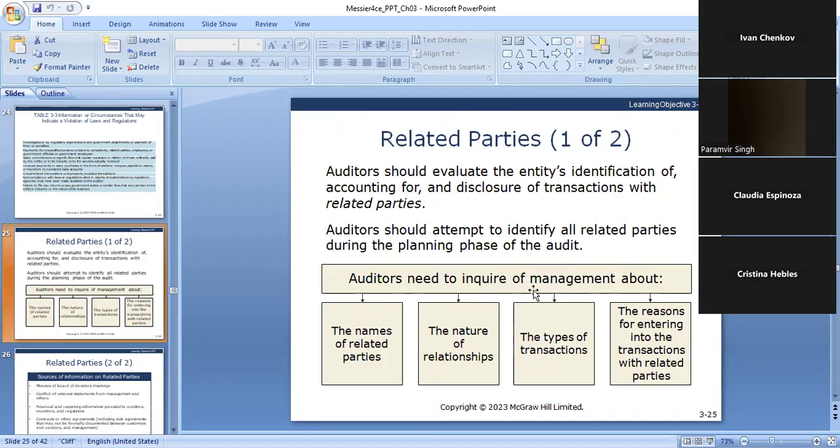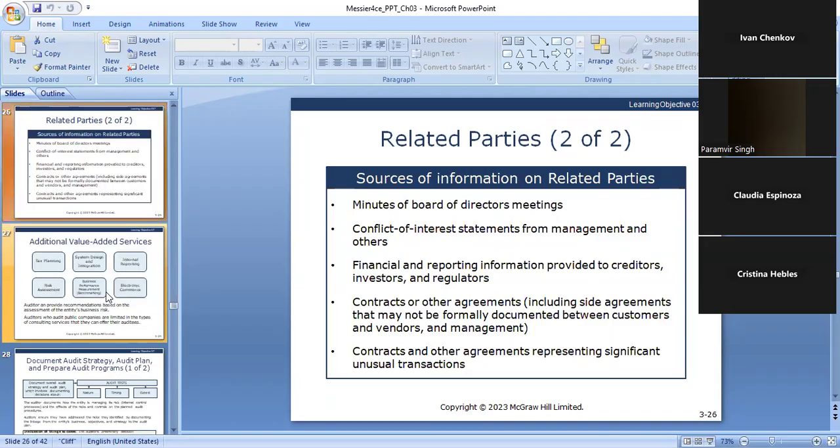If we have related parties, meaning we are very familiar with the entity and there is a related party inside, we have to disclose the name of the related party, the nature of the relationship, the type of the transactions, and the reasons for entering into the transactions with the related party. What's the reason for that? This is for the auditor side.